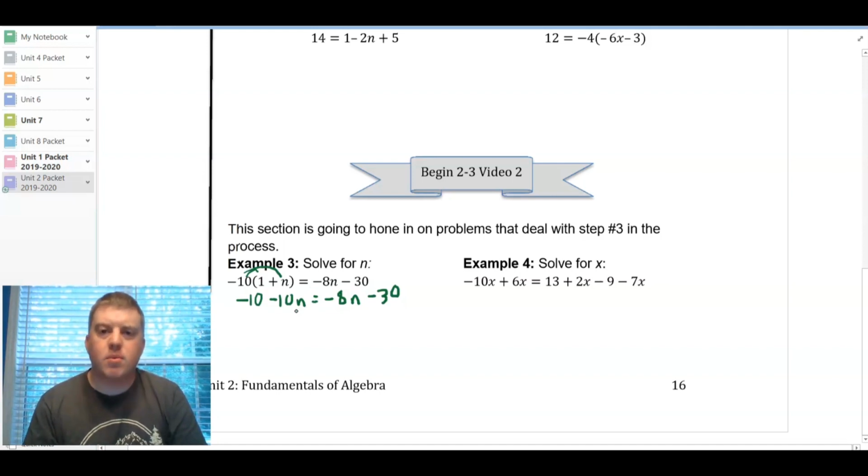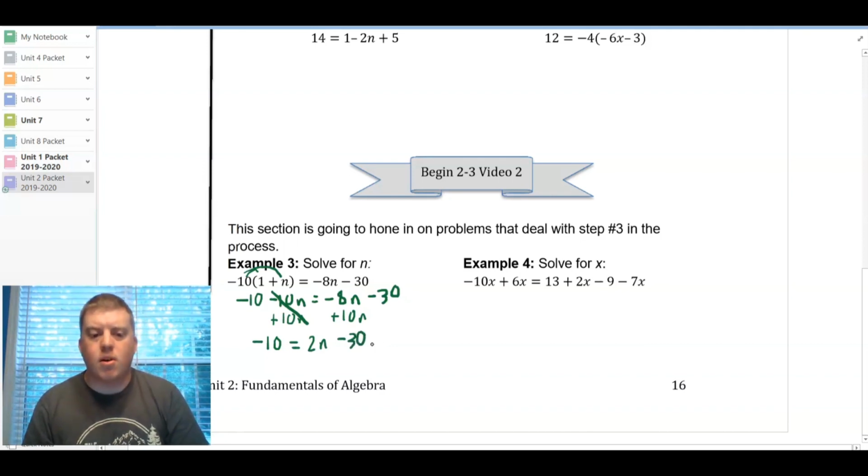Now again, it doesn't matter which side that you move the variables to, it will work out the same either way. What I try and do is I try and end up with a positive variable when I move things. That way I don't have to worry about dividing by negative 1 like we had to in the last problem in the last video. So to try and end up with a positive n value, I'm going to add my 10n to both sides. So when I do that, I'm going to end up with a negative 10. My negative 10n and positive 10n over here will cancel out and give me 0. And on the right, it's going to leave me with 2n minus 30.